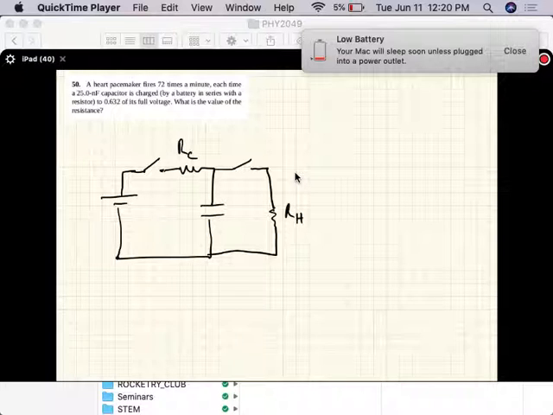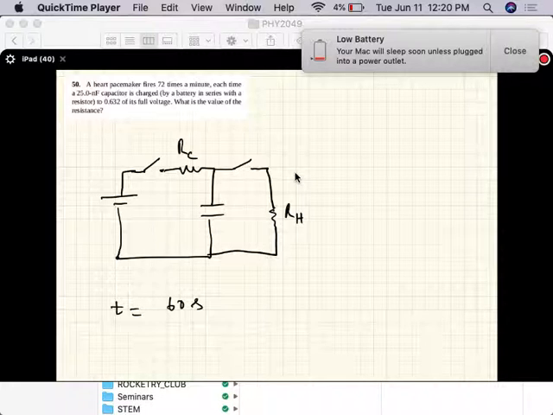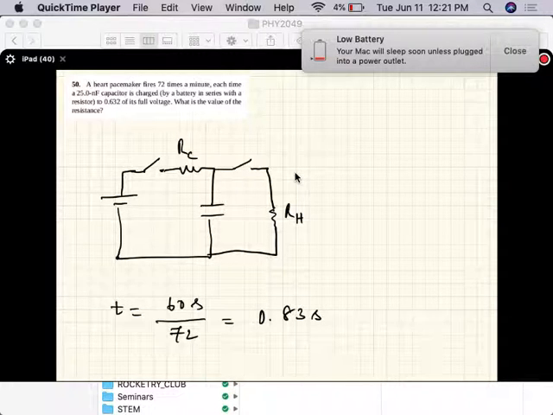72 times a minute, so let's see the time between firing. A minute is 60 seconds, so 60 divided by 72, okay, 0.83 seconds. What this is telling us is, when you close this, in 0.83 seconds the capacitor is charging to 0.63 times its maximum value. That's what this is telling us, and you can check your notes.